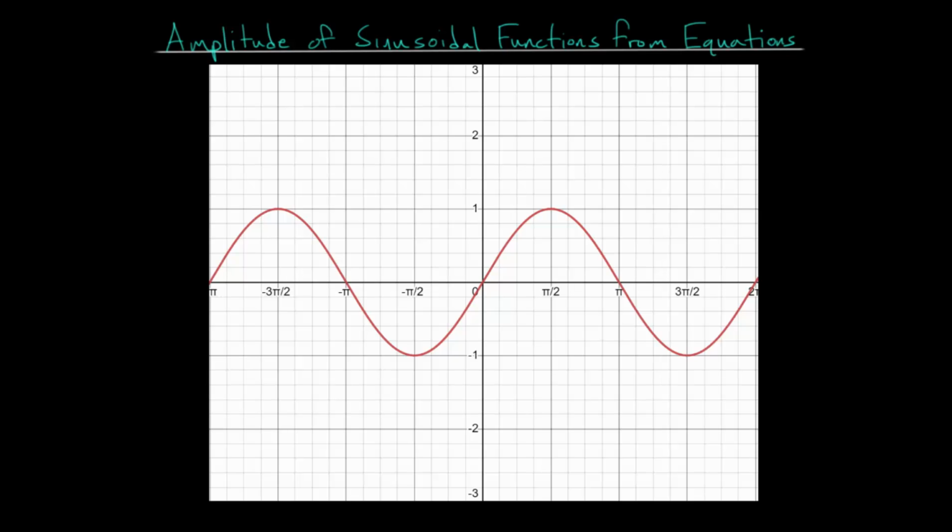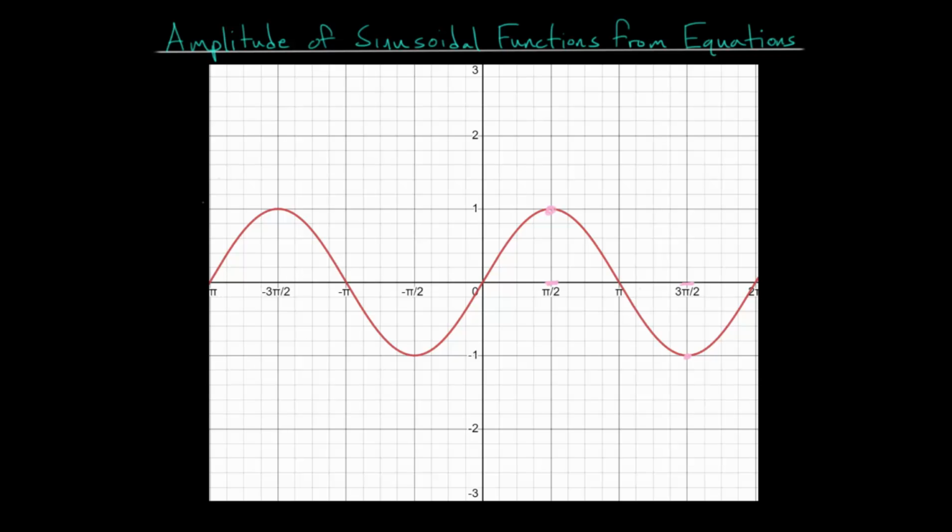In this video, I'd like to talk about the amplitude of sinusoidal functions from their equations. And remember that sinusoidal functions are either the sine function or the cosine function. The amplitude of one of these functions is the distance from the midline to either the maximum point or from the midline to the minimum point, where that midline essentially cuts the sinusoidal function in half.